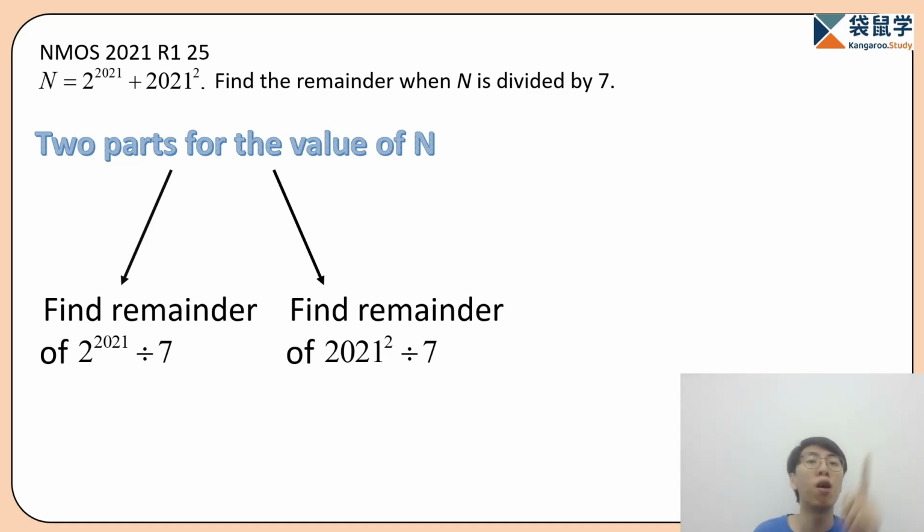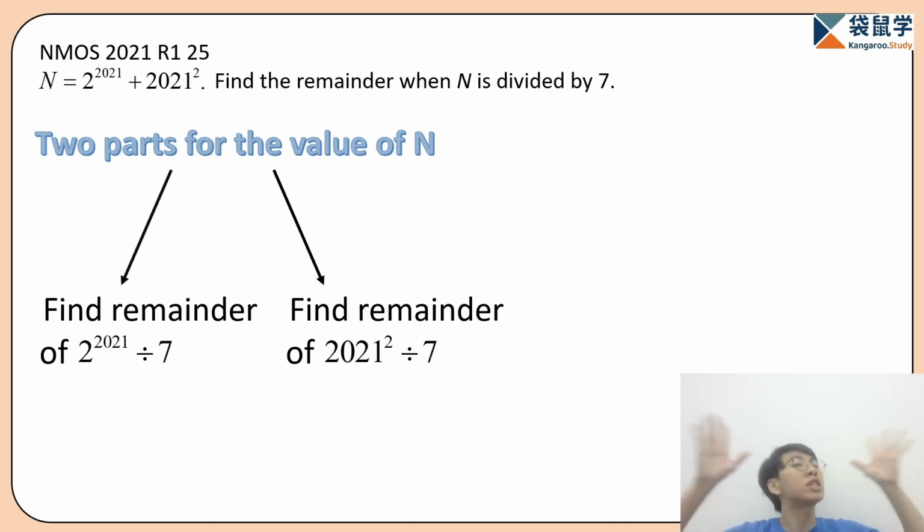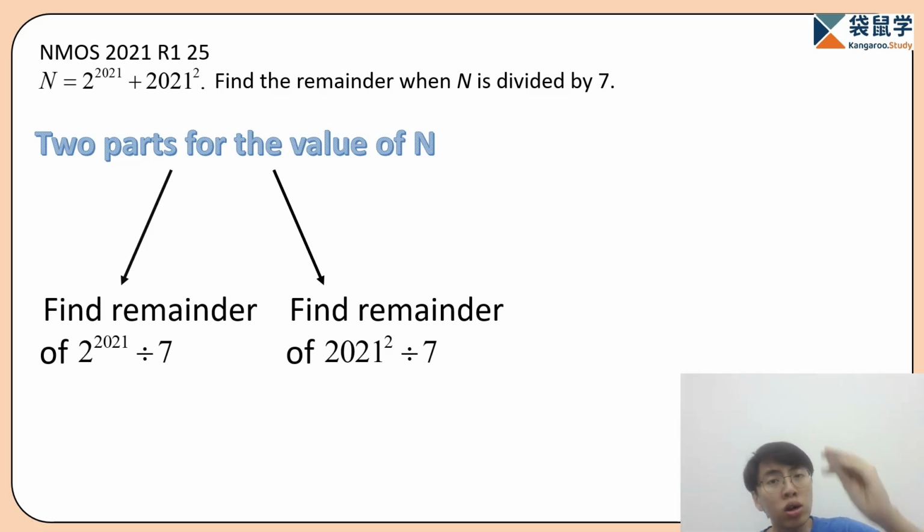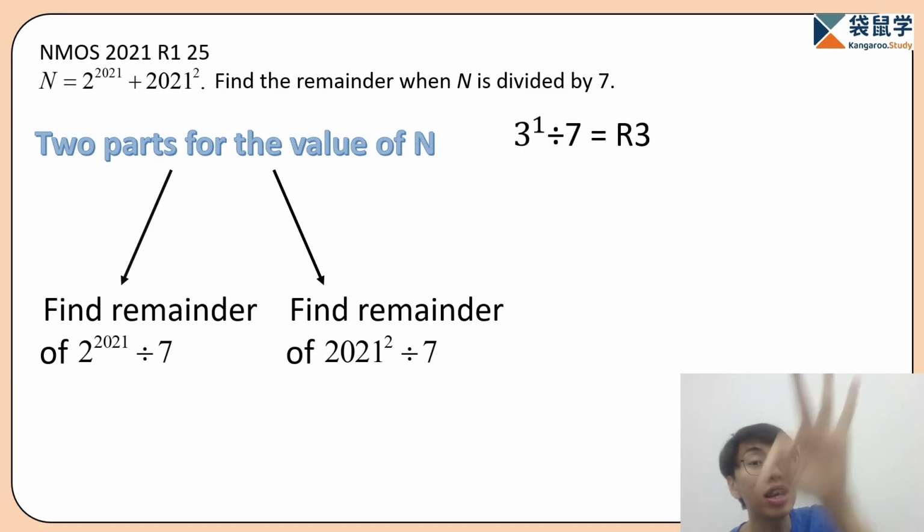But there's still one more problem, and that is the numbers are large. If the numbers are large, we definitely cannot directly calculate them. So we have to use some properties of our remainder to find the answer. Let's take a look at an example to see how these remainder properties can help us solve our question. Let's say I have 3 divided by 7. What do I get as my answer?